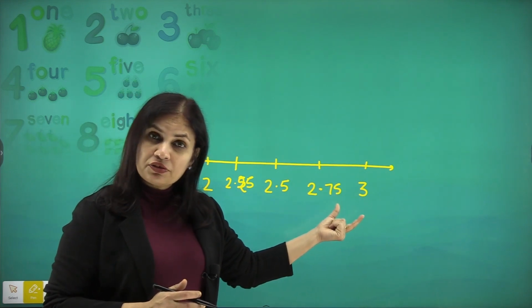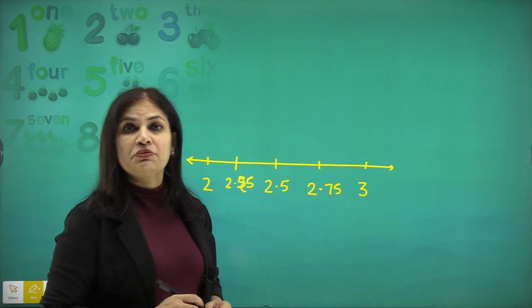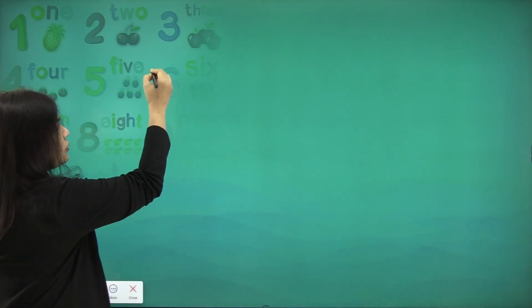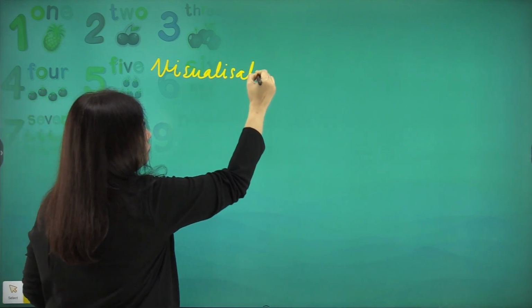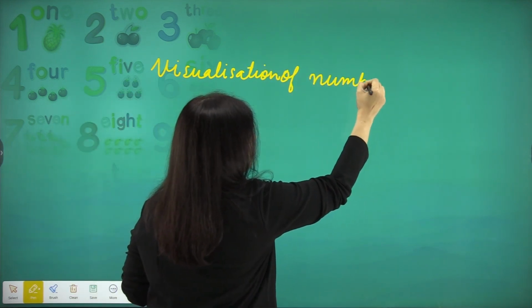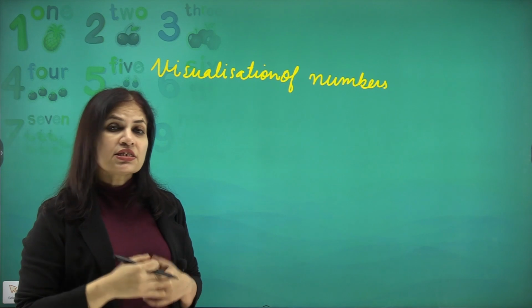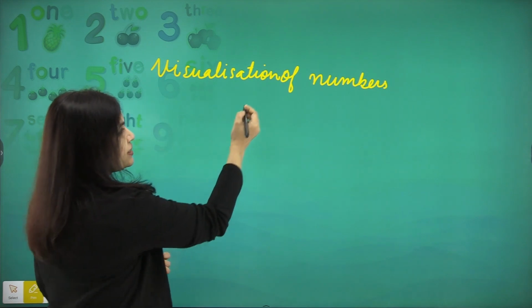And this is a property of the real number line, that an infinite number of numbers can be inserted between two real numbers. We have a special method for representing such numbers on the real number line, and that is visualization. Visualization of numbers. That means if there are a greater number of digits after the decimal point, still we can represent it on a number line by the process of magnification.